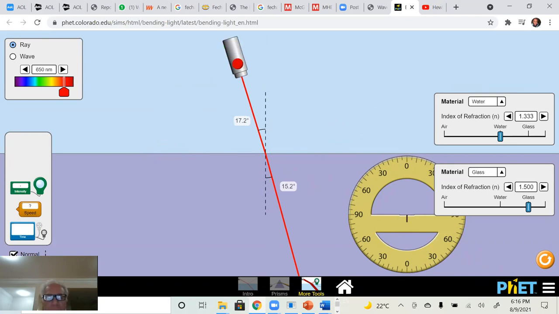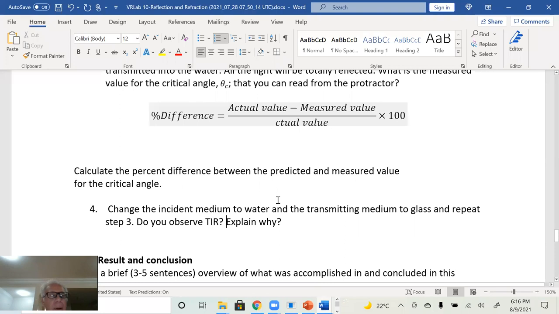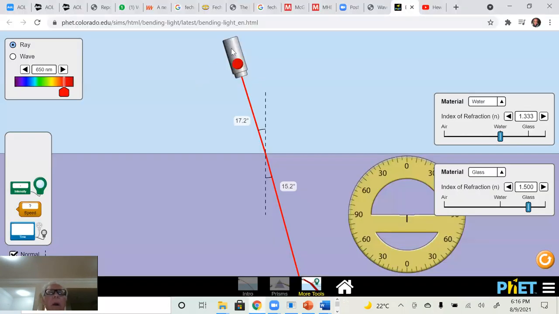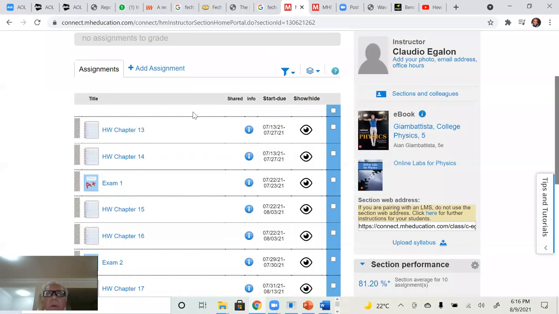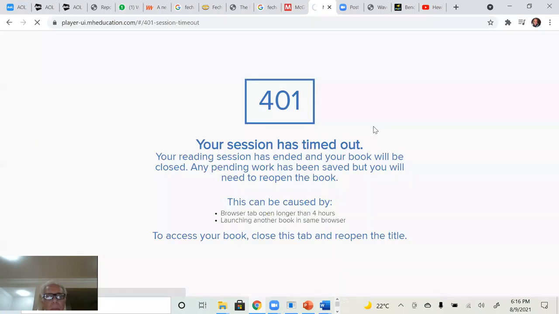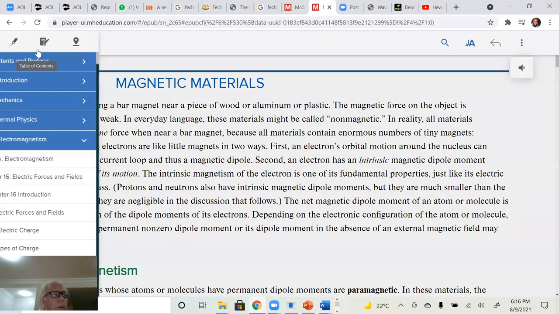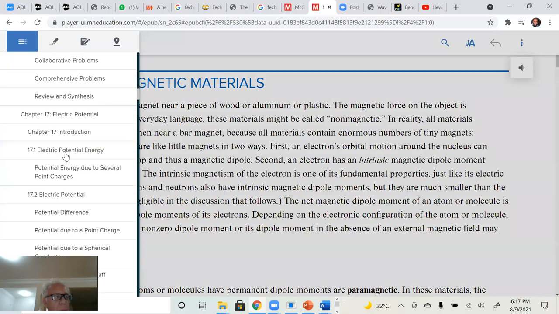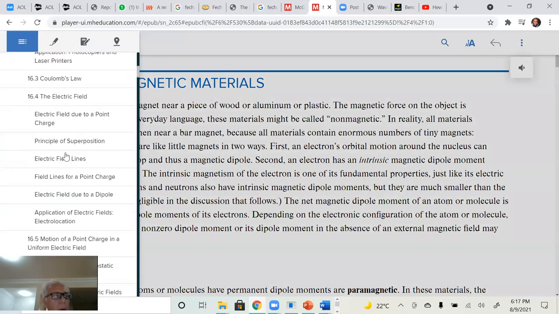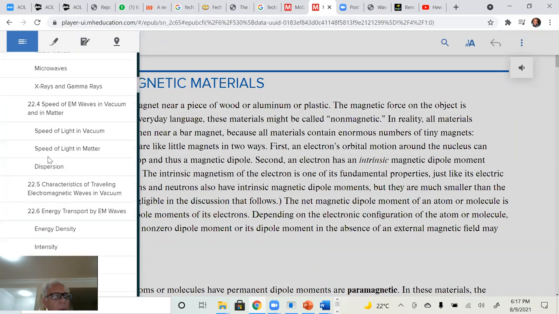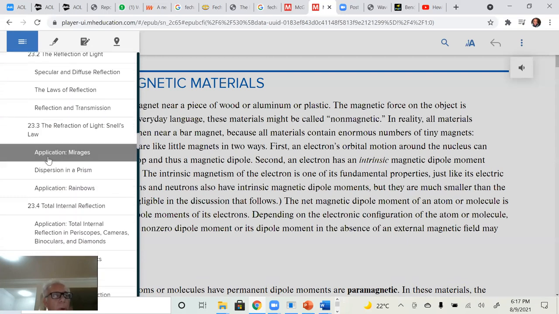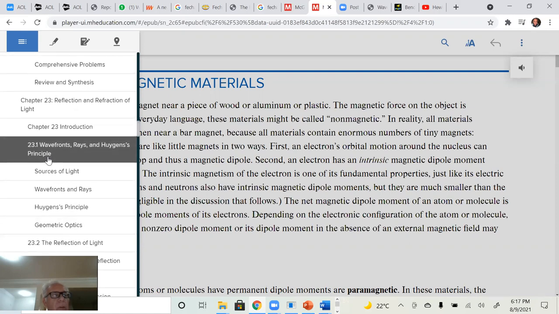So that's what we have for this lab. Results and conclusions. Let's take a look at the book and the sections of this material that were covered in the lab. You write that down there. Magnetic materials, you're not going to do that. We are going to do magnetic field and optics. Here you go, wave fronts. You can read this one.